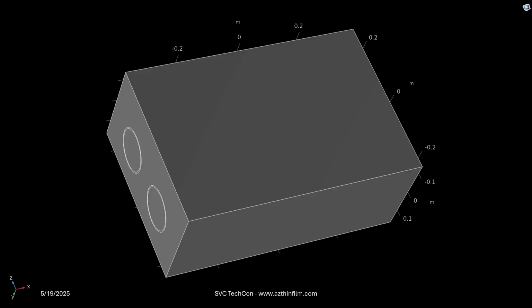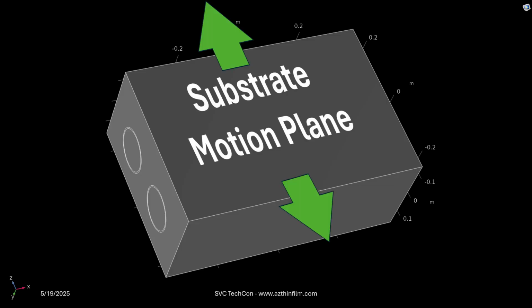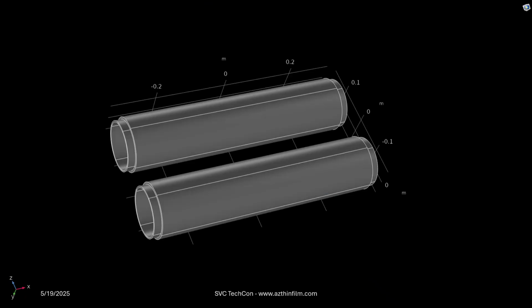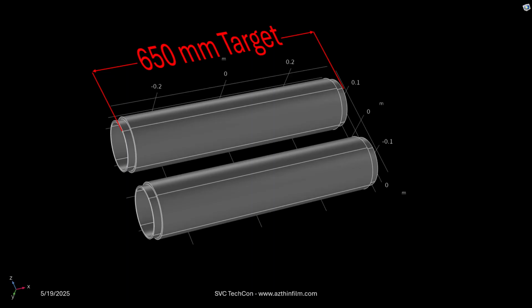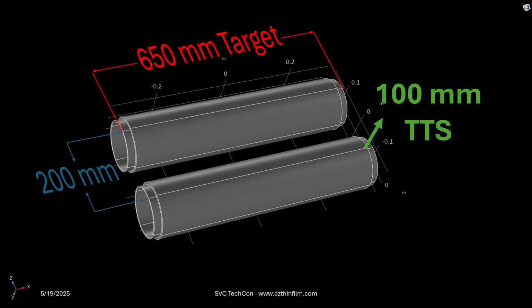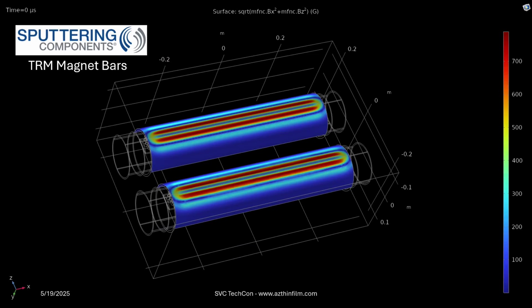To begin with, we're going to start off with a rectangular chamber, and on the top surface of that rectangular chamber, we're going to have our substrate motion plane, which the substrate can move either direction along over the top of two rotary cathodes. Those rotary cathodes are 650 millimeters long. They have a 100 millimeter TTS, from the outside of the target material to the surface of the substrate, and a 200 millimeter target spacing between the central axes of rotation.